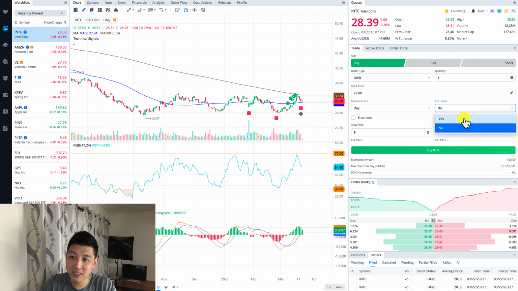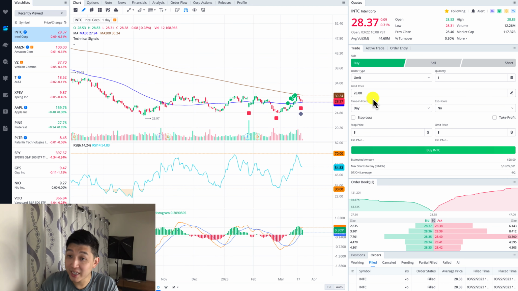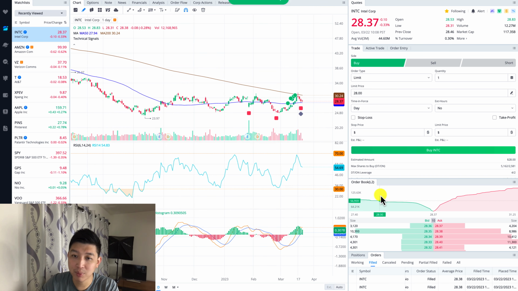Extended hours, choose yes or no. So you have an option of extended hours, basically after-hours trading, if the price decides to dip down a little bit to $28. Right now, I'm comfortable paying $28 for Intel, and Intel is trading at 28.37. So if I were to buy, this order is not going to be filled immediately. Hence the limit order, because you're willing to purchase at $28.